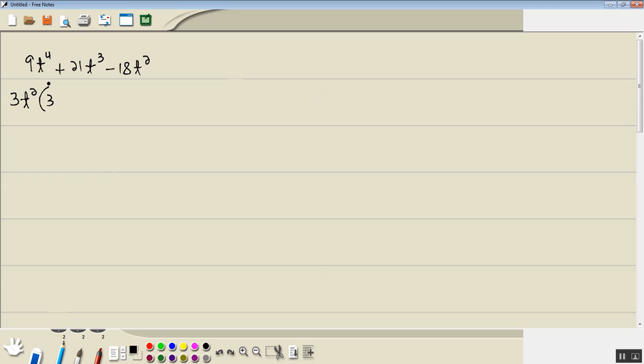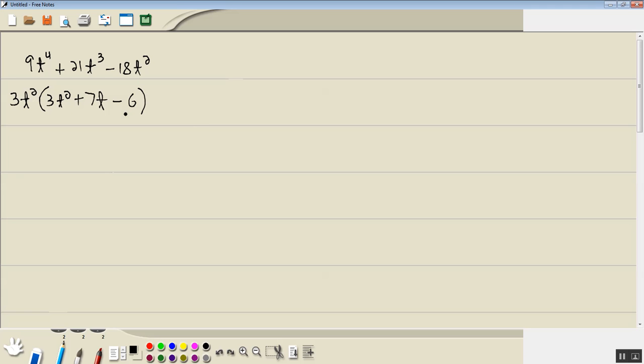9 divided by 3 is 3. Had 4 t's, we took 2 of them away, so that leaves us 2 t's. Plus, 21 divided by 3 is 7. We had 3 t's, we took 2 away, so that leaves us a single t. Minus 18 divided by 3 is 6. We had 2 t's, we took both of them away, so there's no t's left.